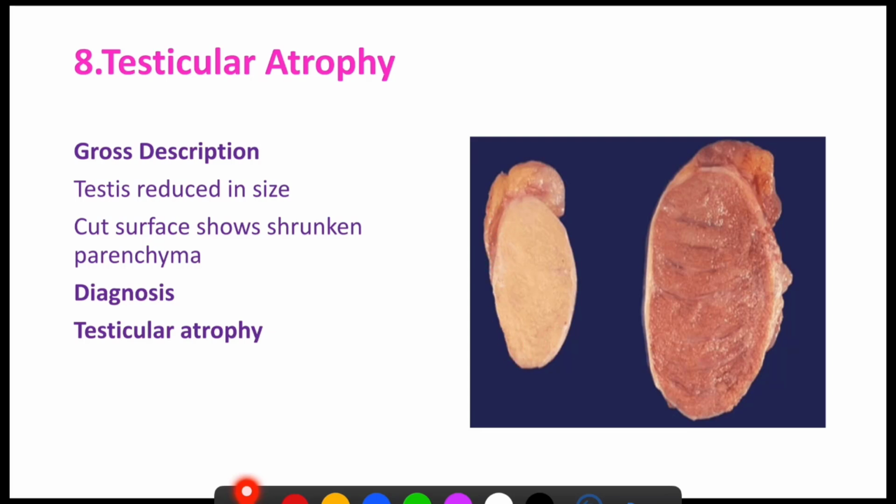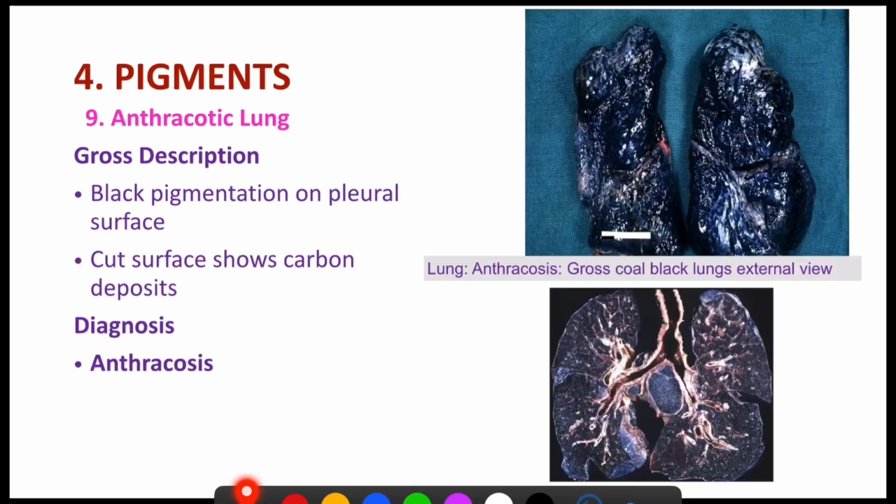So atrophy is where the size of the cell is reduced and it will give the appearance of an atrophied specimen. Another example of atrophy is, already we have discussed, brown atrophy of heart. So same thing, atrophy related changes in the heart, here atrophy related changes in the testes.